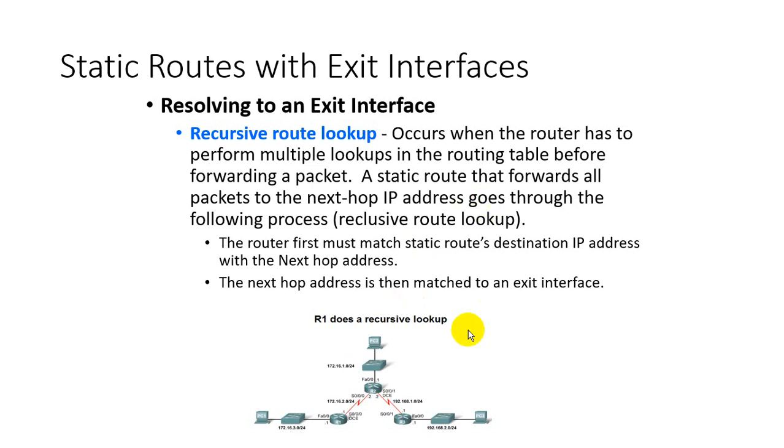In the recursive lookup, let's suppose this router wants to go to 2.0, then this router must have the destination IP address and the next hop IP address of 172.16.2.2. The next hop address is then matched to an exit interface. Okay, and then this next hop address must match to the exit interface.